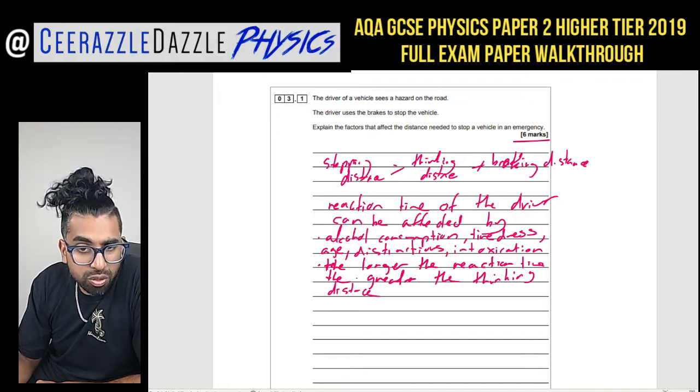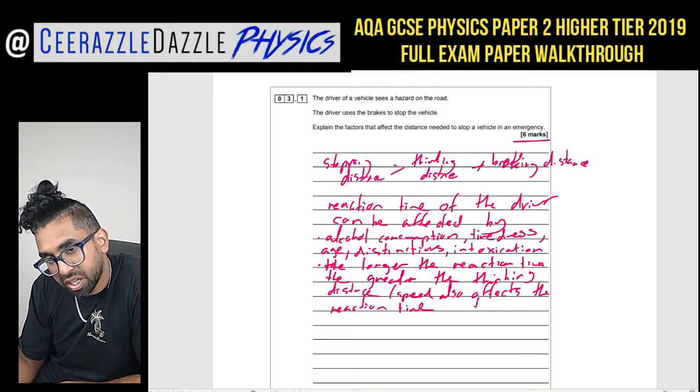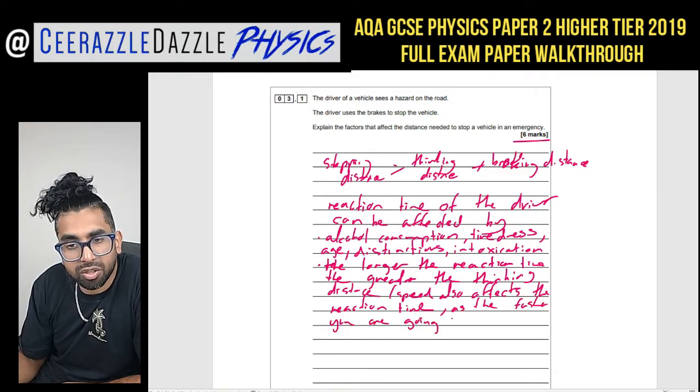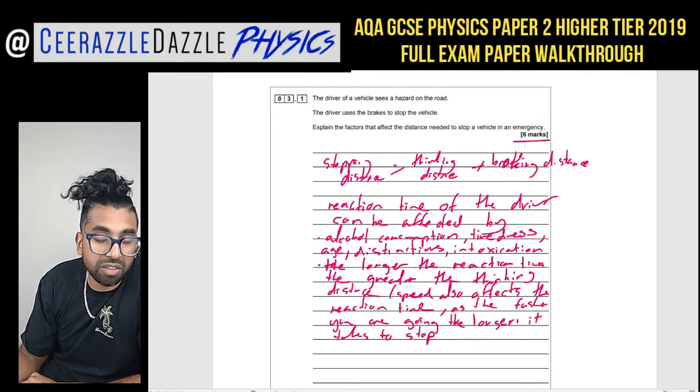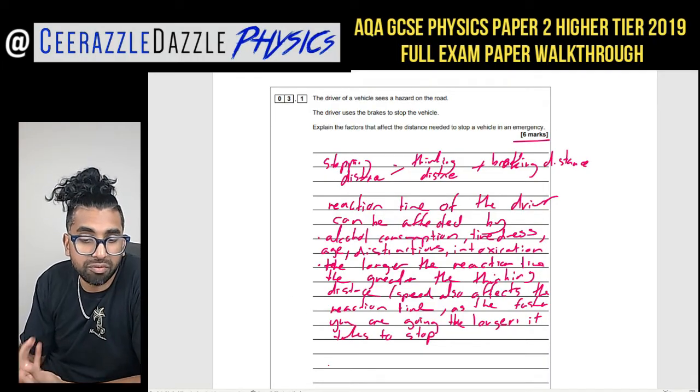Okay, so those things all affect the reaction time. Also the speed. So the speed also affects the reaction time, as the faster you are going, the longer it takes to stop. So we talked about the factors affecting the reaction time. What about the braking distance? Well, the braking distance is everything physical.